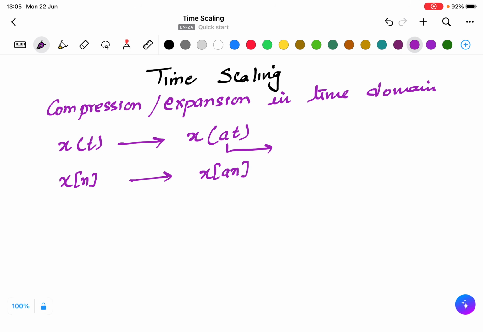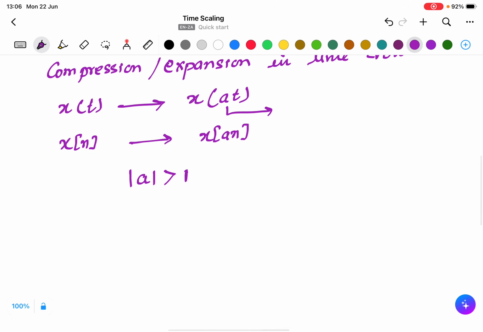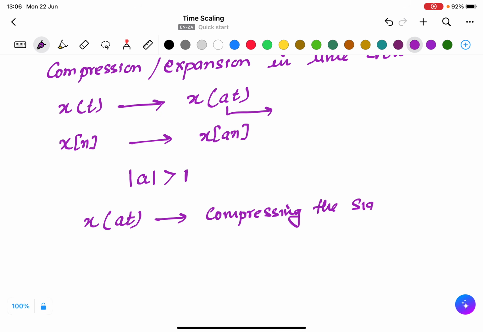So if we say that mod of a is greater than 1, first condition is that mod of a is greater than 1 and you are doing scaling. So if x of at is there, then you are basically compressing the signal by a value equal to a.